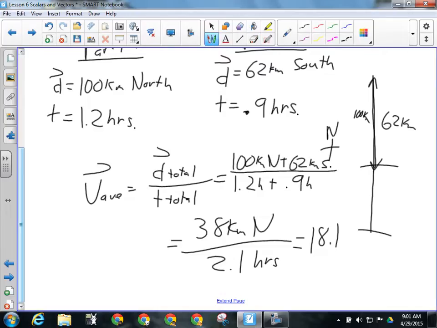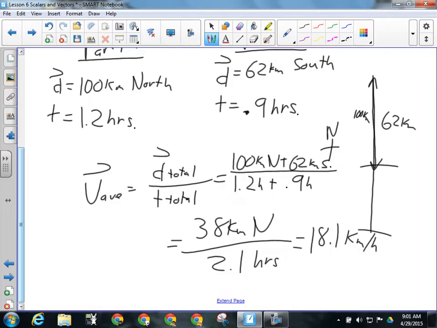Okay. I divided something that was in kilometers by something that was in hours. So I'm going to get kilometers over hours, or kilometers per hour. That makes sense because I was asked to find velocity, and that's one of the things we can use for velocities, kilometers per hour. What else do I need to have on that answer?